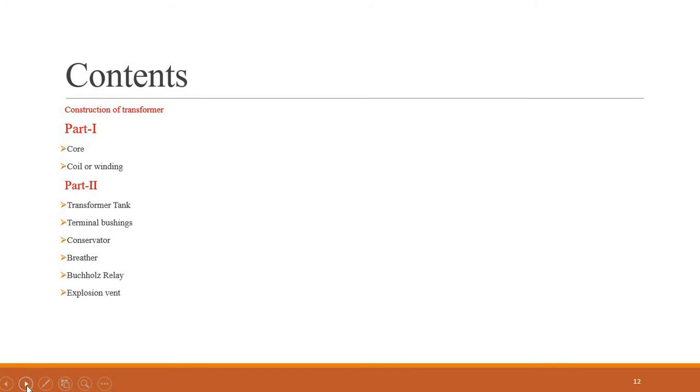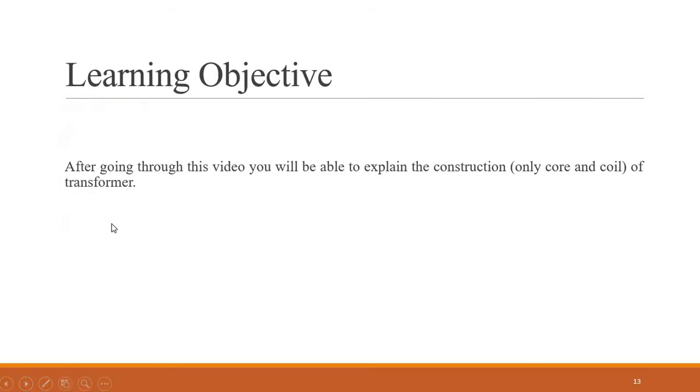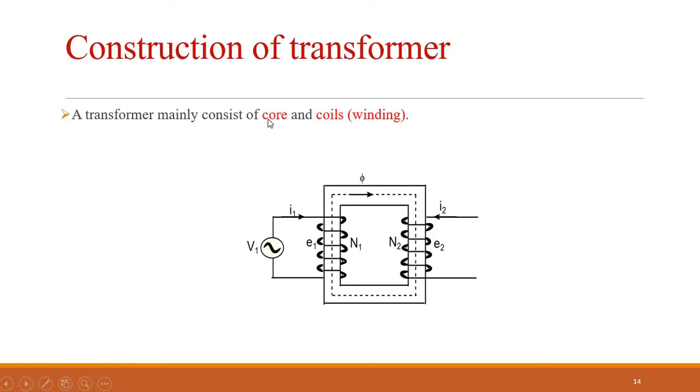Okay, so what is the function of all that and what is the requirement of all these, we will see. The learning objective: after going through the next part of this video, you will be able to explain the construction, only core and winding, of the transformer. A transformer mainly consists of the core and winding, that is the coils. This is the core, made up of silicon steel stamping. A number of stampings are clubbed together, and this is the coil.